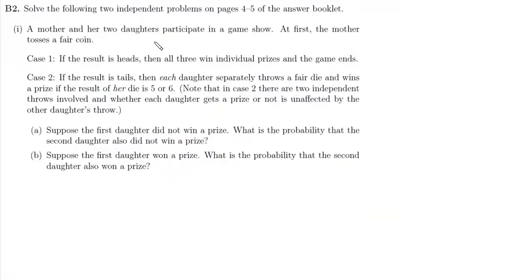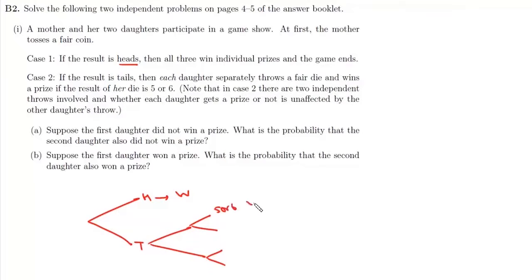Now here the question is, a mother and her 2 daughters participate in a game show. At first, the mother tosses a fair coin. If the result is heads, then all 3 win individual prizes and the game ends. And if the result is tails, then each daughter separately throws a fair die and wins a prize if the result of the die is 5 or 6. Now first, the mother tosses a coin, and if she gets heads, then all of them win. And if it is tails, then both the daughters roll a die, and if they get 5 or 6, they win, else they lose.